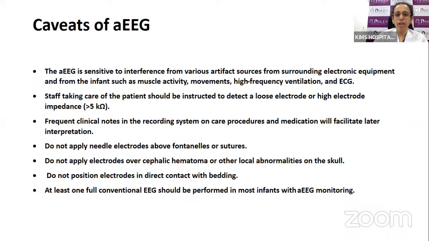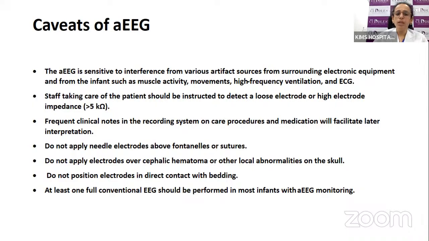As I have mentioned earlier, the aEEG is very sensitive to interference from various artifact sources, which include surrounding electronic equipment, which will always be there in a baby with neonatal encephalopathy. Baby is on multiple supports like ventilatory support or invasive blood pressure recording, ECG leads, and the baby is having activities like spontaneous muscle movement, eye opening, respiration, baby on high frequency of ventilation, ECG leads. So these are the different artifacts which surround and interfere with the EEG readings.